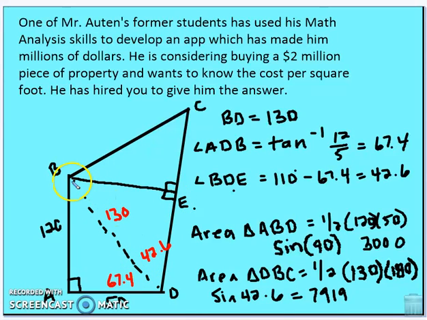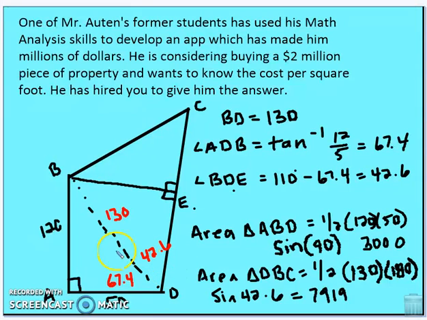All right, so first we found BD as 130 feet based on our 5, 12, 13 triangle. We created a right angle here and a right triangle. And then we used inverse tangent of 12 over 5 to find the angle measure of ADB at 67.4. So you're going to need your calculator. Inverse tangent of 12 over 5, or 120 over 50, is equal to 67.4. And then from there, we subtracted 67.4 from the given angle measure of ADE to derive the angle measure of BDE at 42.6.